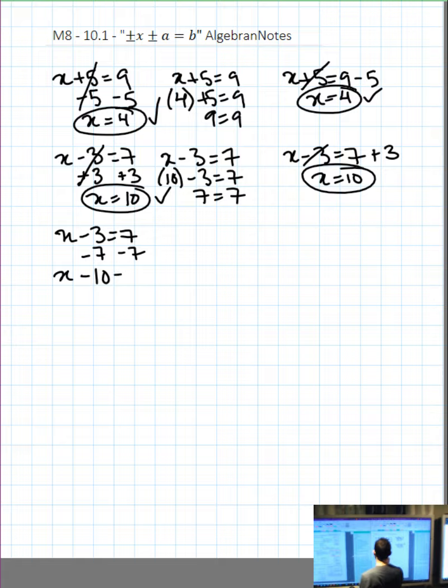Adding and subtracting numbers on the number line. On the right-hand side, we have 7 minus 7 is gone, which is 0. Now I have x minus 10 equals 0. What am I going to do? Well, I have a negative 10, so I can just do the opposite operation to both sides. Plus 10, plus 10. Therefore, x equals 10. Circle our answer. Same answer as above.